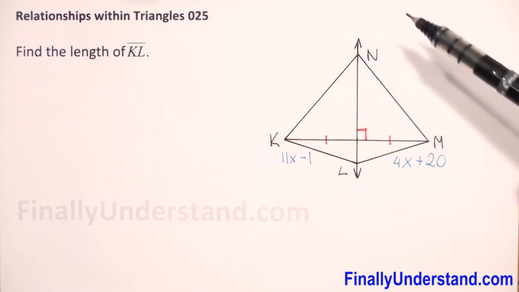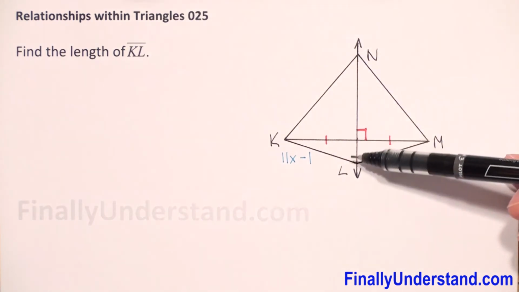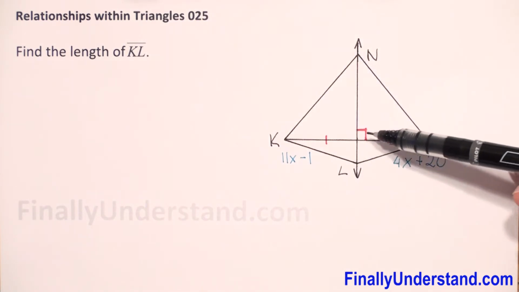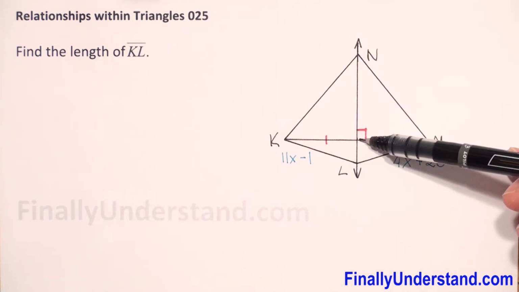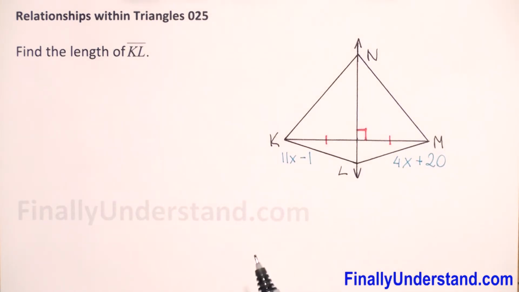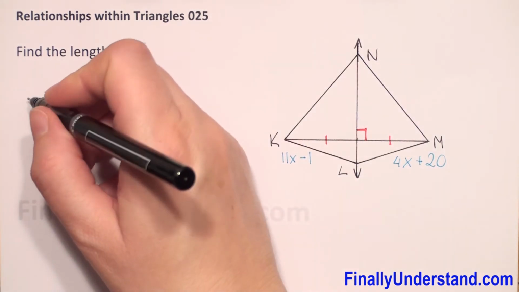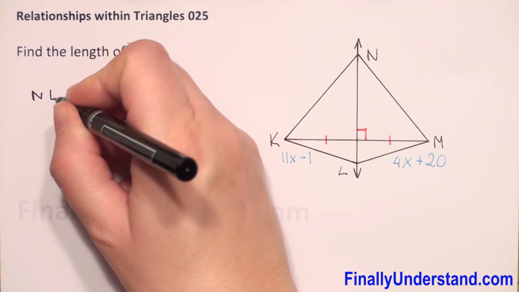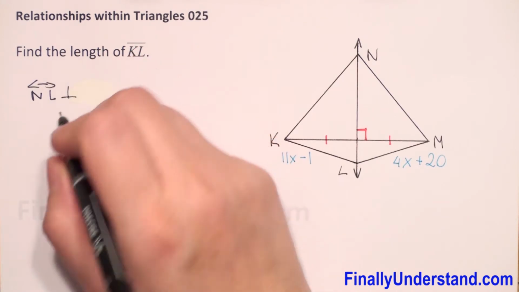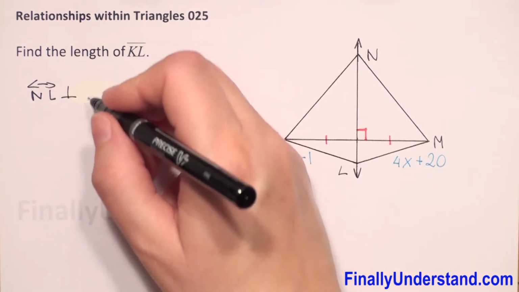We see that the line NL is perpendicular, because we have this square here, to segment KM. So we can write that line NL is perpendicular to KM segment.